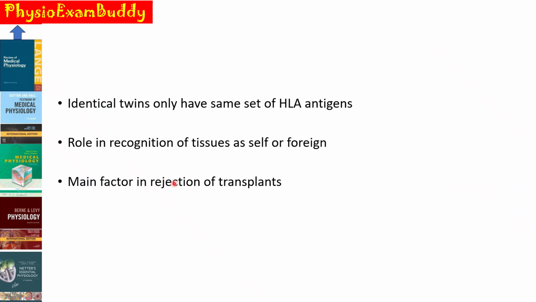And identical twins only have the same set of human leukocyte antigens, and they also have a role in the recognition of tissues as self or foreign. So this is the main factor in the rejection of transplants.